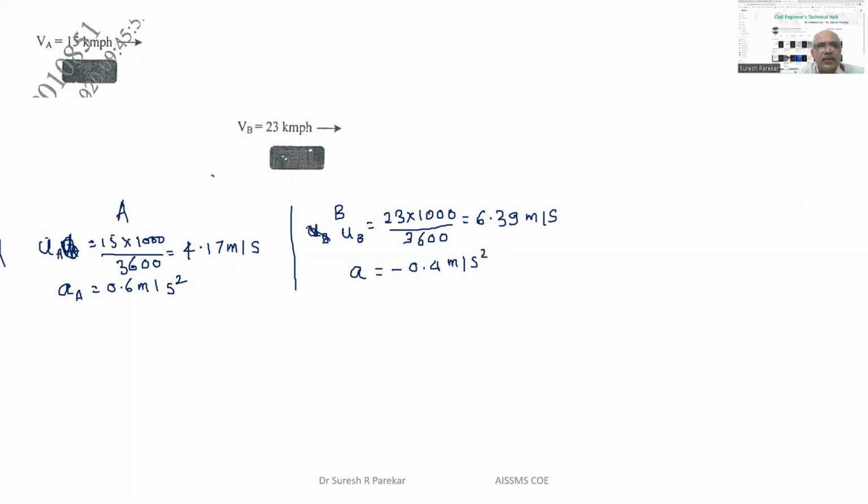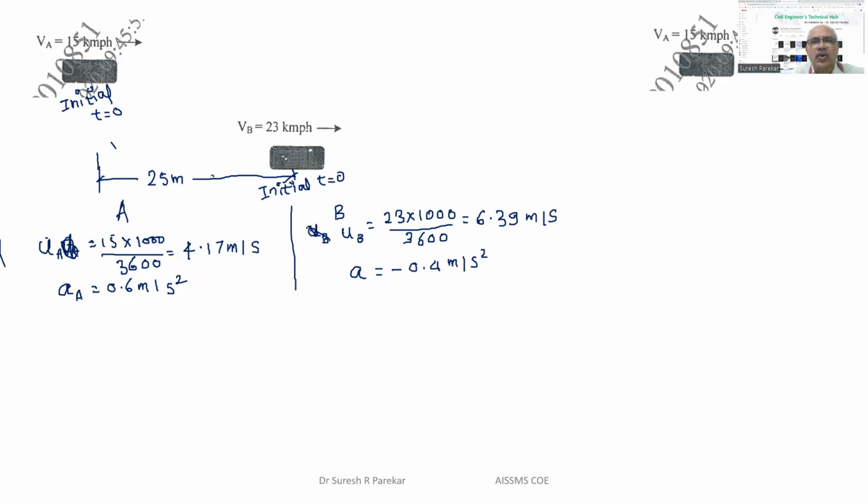Now A's position is here, and the distance between A and B is clearly given, which is 25 meters. Now this is their initial position, so I can say this is initial at t equal to 0. This is initial at t equal to 0. Now we are going to start the motion of these two. In that motion, A will move here, but we do not have this velocity, so we have to find that.